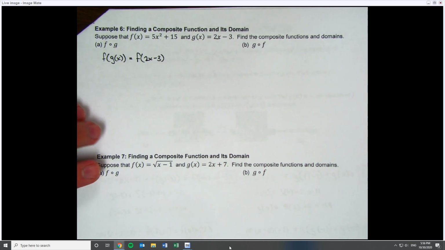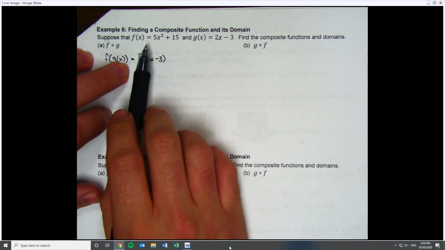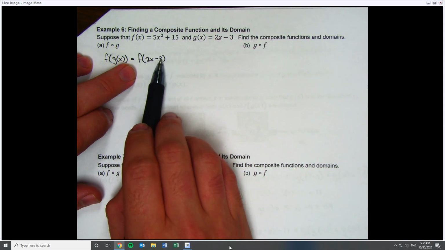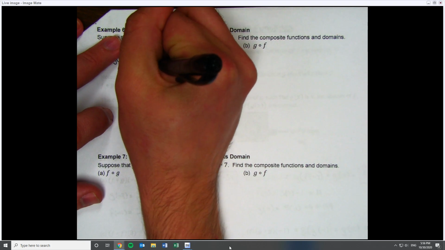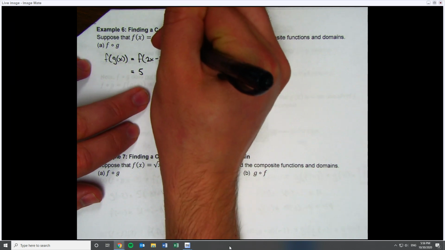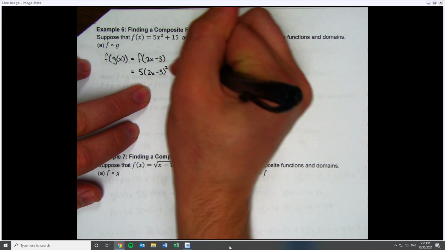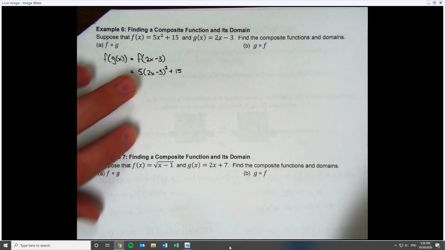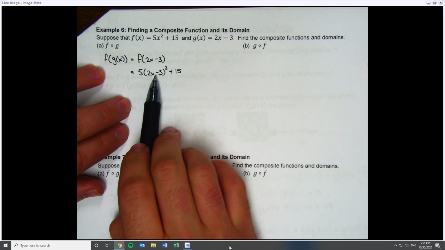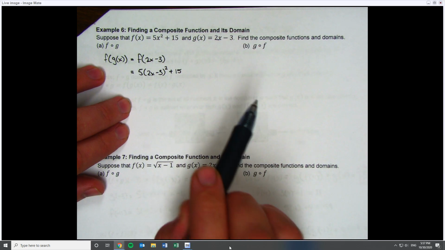Well, we know how to handle this now because we did this back when we talked about functions in chapter 1. I'm going to look at my function f. Anywhere that there is an x, I now put parentheses x or 2x minus 3. So filling this in, looking at f, it starts with a 5, so I have a 5. Now I have x, so I'll replace that x with 2x minus 3. I have to put a square on it, and then plus 15. There we go. And hopefully if you look at this, you'll see that this is the 5x squared plus 15 from above. And instead of x, we now have g.